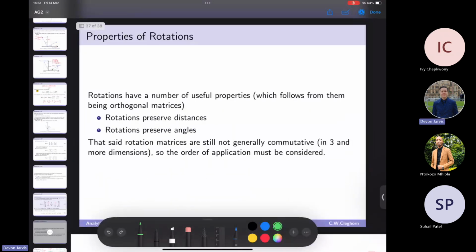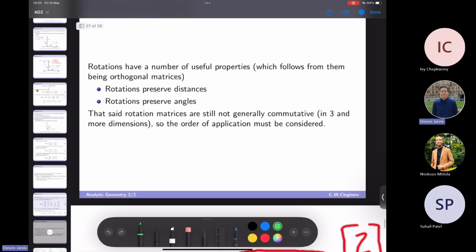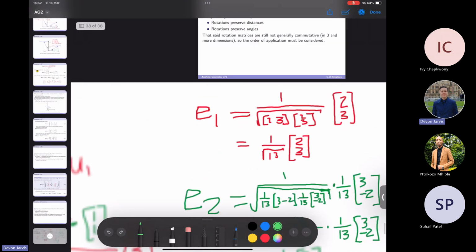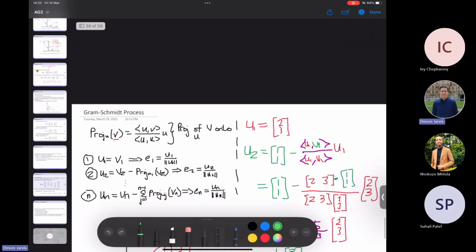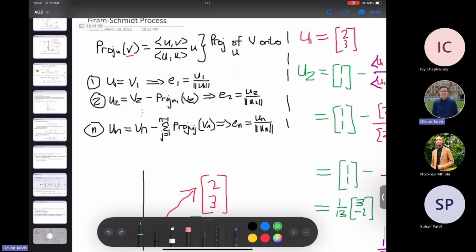All right, so rotations have a lot of nice properties, and it follows from them being orthogonal matrices. Orthogonal in the sense that vectors which were perpendicular stay perpendicular, and on top of that, they do not stretch or scale any vector in the space. So they're not adding magnitude to our matrix. So rotations preserve distance, and they also preserve angle. That said, rotation matrices are still not commutative in 3 or more dimensions, so the order of application must be considered. And again, anyone who's done game design or worked in gaming knows that that's a really easy bug, when you do scale and rotation out of order.